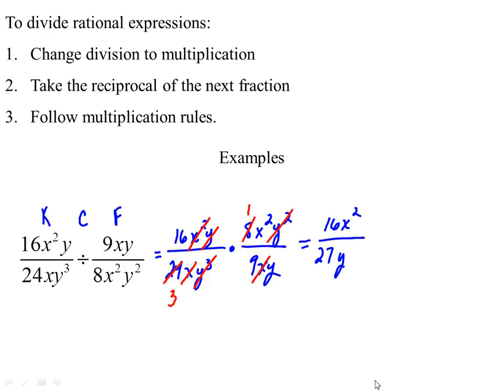So when you see the division sign, it's keep, change, flip. And then you just go back to multiplication. Okay? So the multiplication rules are the same. If you see addition and subtraction, factor first, then reduce. I didn't have any addition and subtraction, so you're not going to factor. You're just going to straight up reduce.